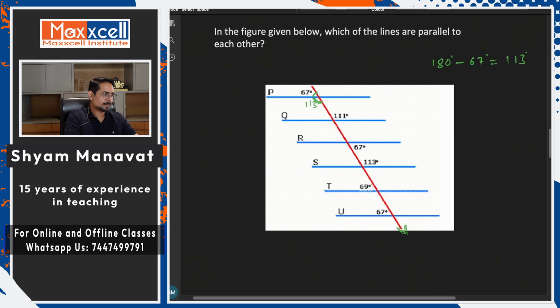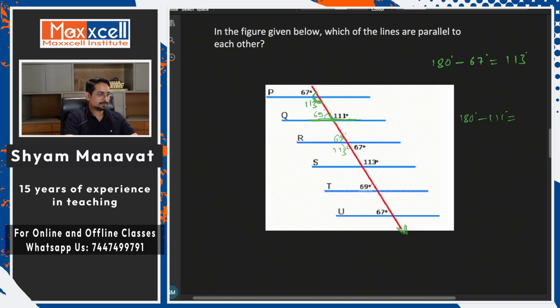So this angle is 113. Here you are getting 111. So how much angle will be left on this side? 180 minus 111. Why 180 minus 111? Because this is going to be a straight line now. So again, linear pair. So on the other side you will get 69. Similarly, this is 67. This should also be 67. I will not write all the angles. I hope you are smart enough.